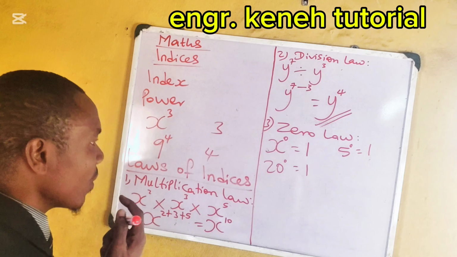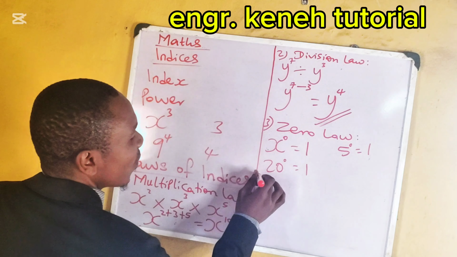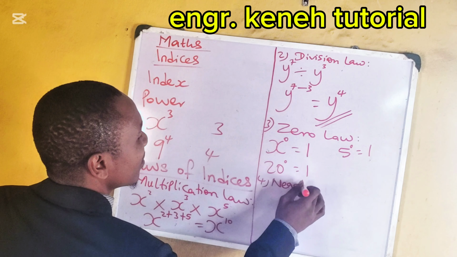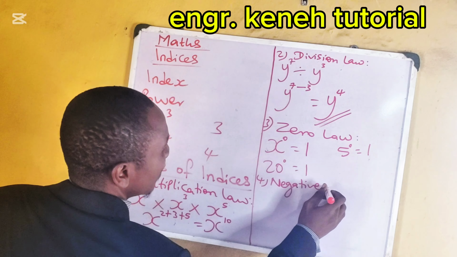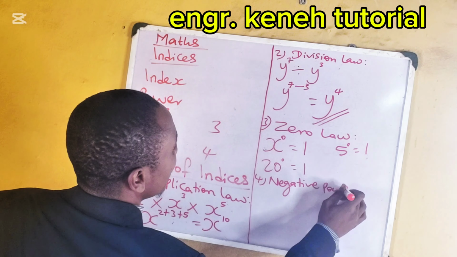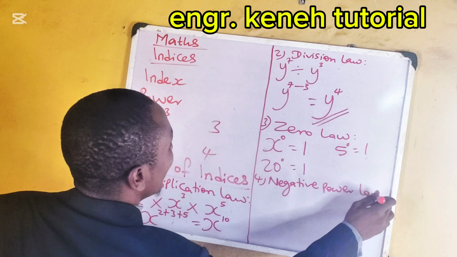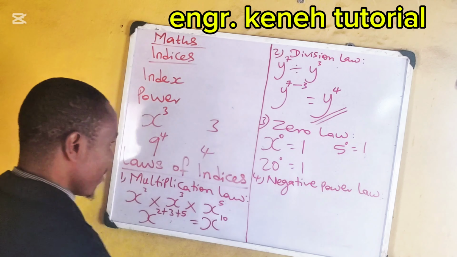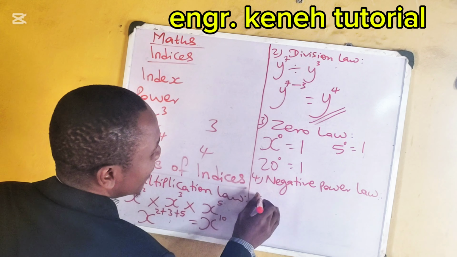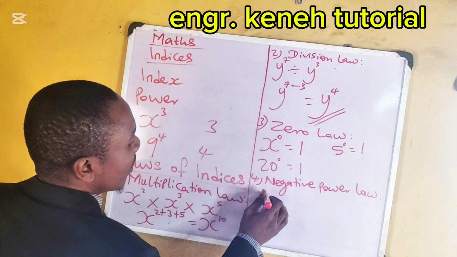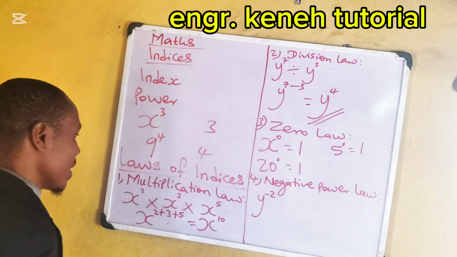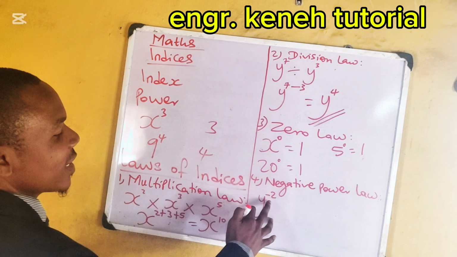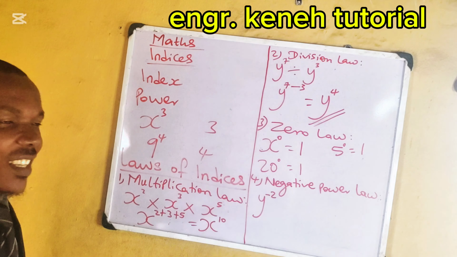All right, the next one we have is negative. We have the negative power law, or you may call it just the negative law. So when you have something like this, for example, I have y raised to power minus 2. Can you see it? If you have y raised to power minus 2 here, as you can see, the power is what? It is negative.